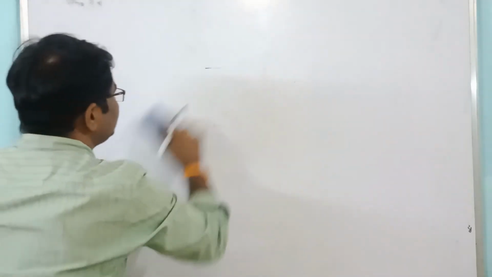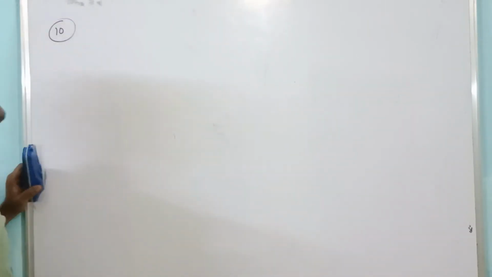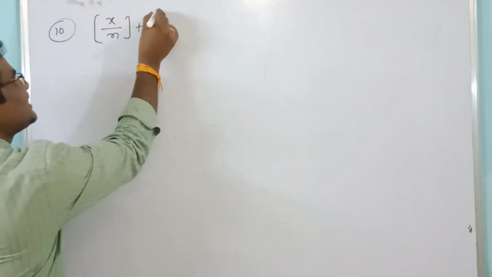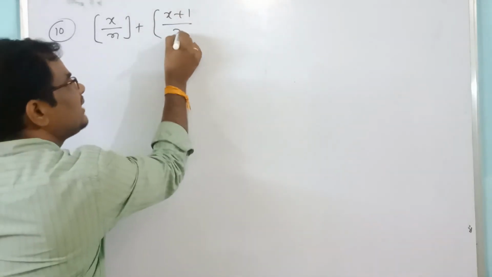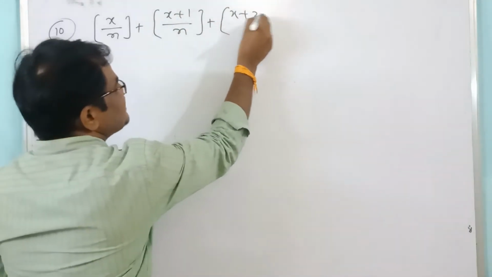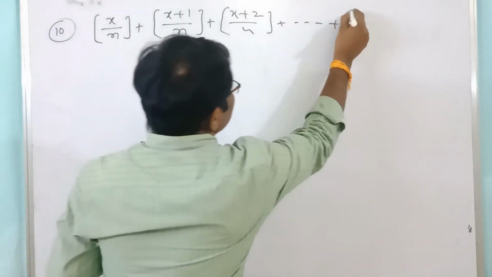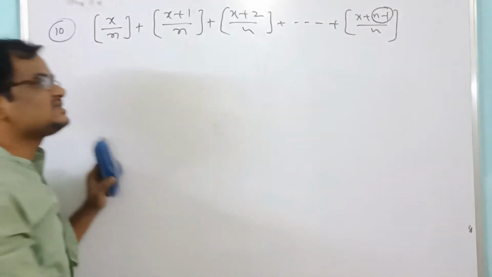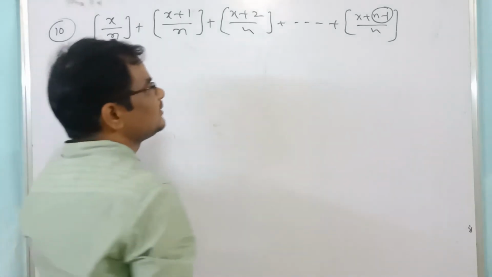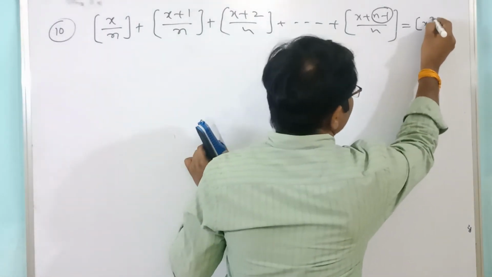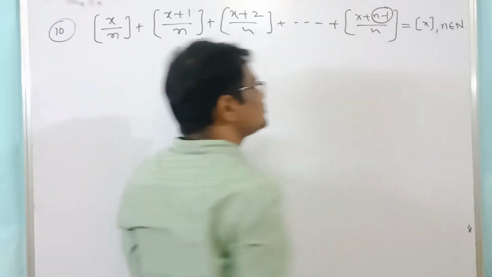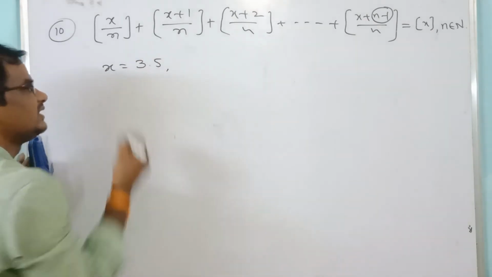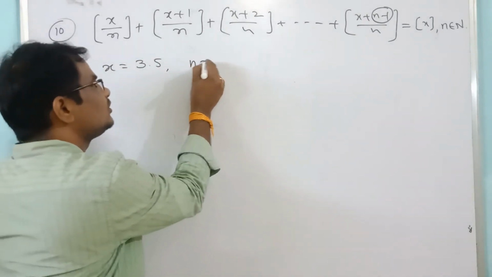Now next, the 10th one. This is also an important one. So this is floor of x by n, plus floor of x plus 1 by n, plus floor of x plus 2 by n, plus etc. plus floor of x plus n minus 1 by n. So the last term is x plus n minus 1 divided by n, and it equals floor x, where here also n belongs to the natural numbers. Take any x value, x equal to 3.5 I will take, and n equal to 4 you take.